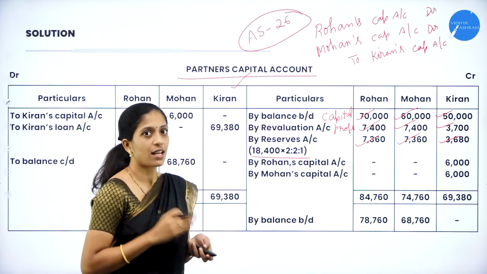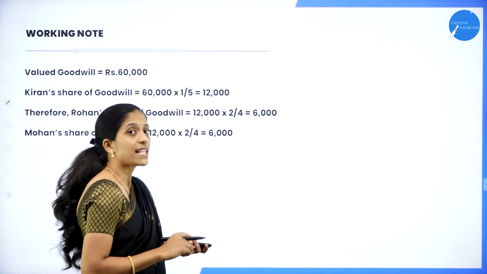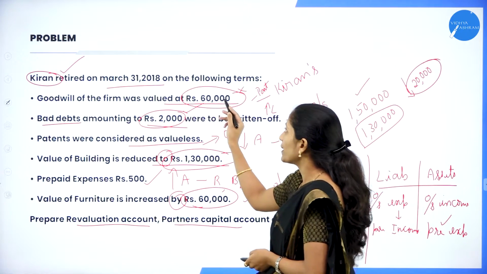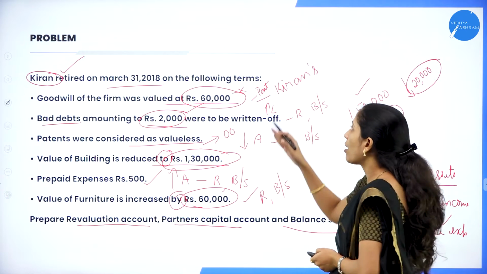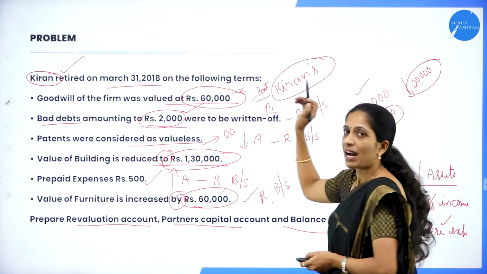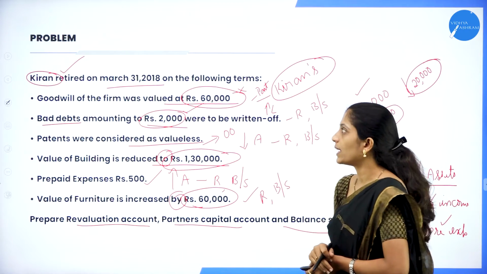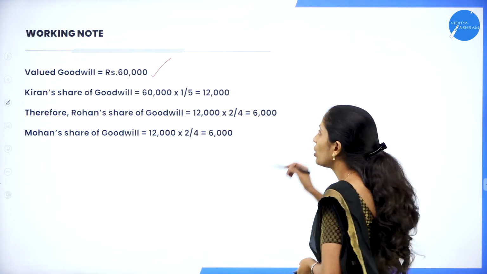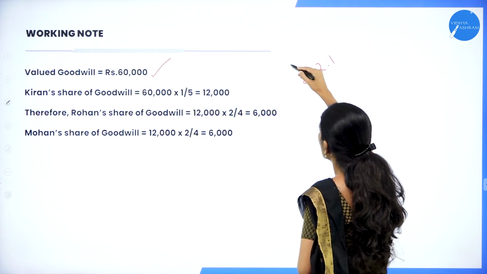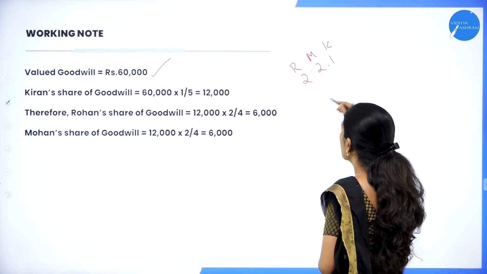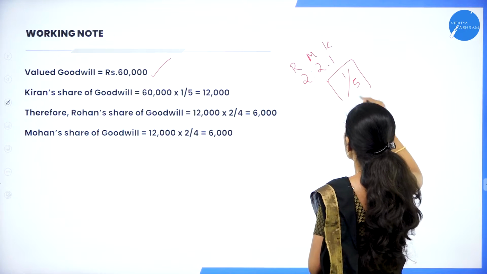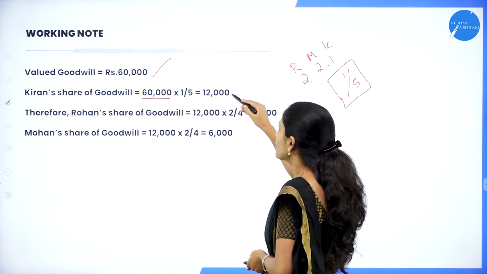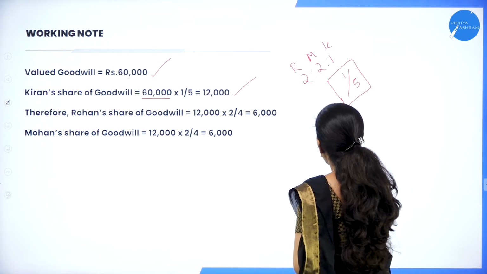Now how to distribute this? Let us have a working note here. What is the valued goodwill they have given in the question? In the adjustments, they have given the valued goodwill, so valued goodwill is 60,000. I have already told you, we have to take the retiring partner's share of goodwill, that is Kiran's share of goodwill. So let us see the working note. Valued goodwill is rupees 60,000. What is their profit sharing ratio? 2:2:1, of Rohan, Mohan and Kiran. Now what is Kiran's share? 1/5. So total valued goodwill 60,000 into Kiran's share 1/5, we'll get 12,000.